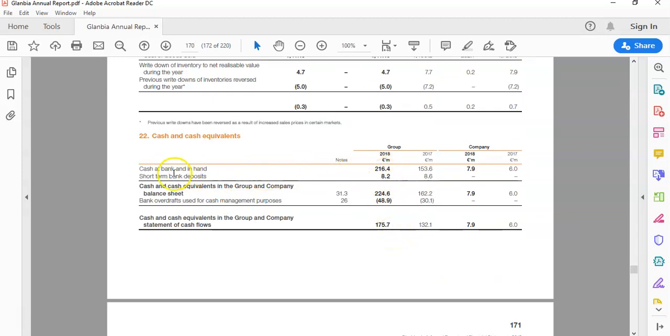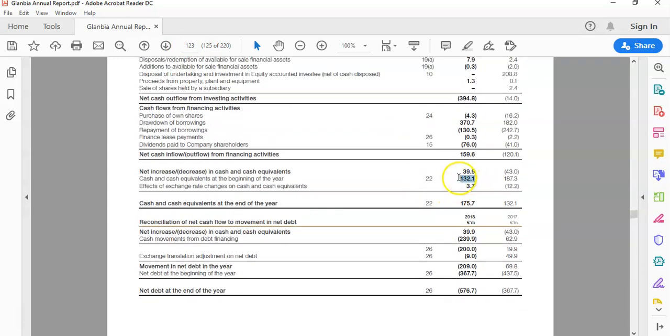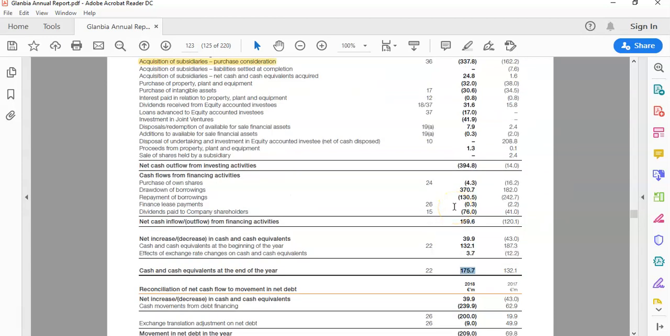So for the group, it's short-term deposits and cash, less your overdraft. So there's your 175, and there's your 132. And when you go back to the statement of cash flows, again, 175 and 132, there's your opening 132, there's your closing 175. So all the statement of cash flows does is reconcile balances you already have.